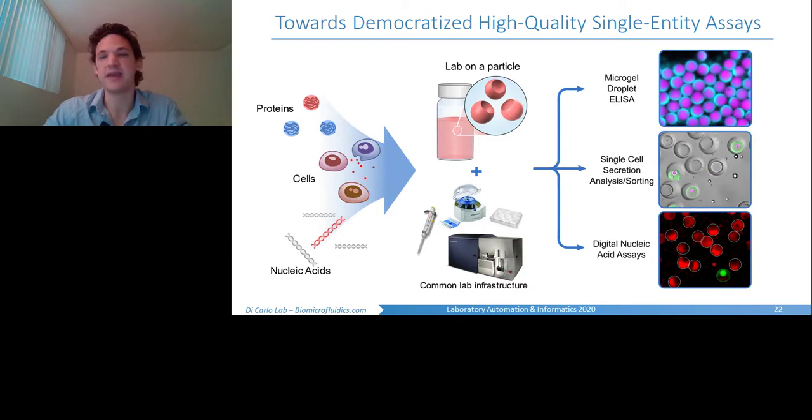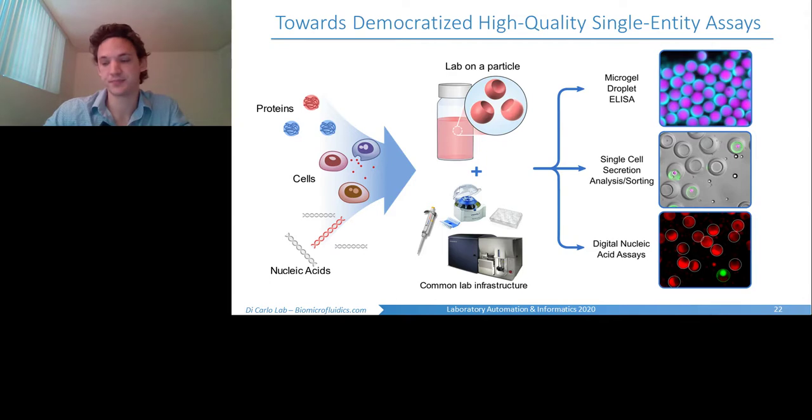And really, painting the vision for this platform and this technology, what we see is a platform that allows us to take cells with interesting and functional phenotypes. We can use these microparticles, combine them with existing lab infrastructure, and use them to perform very quantitative, high quality assays on single cells.